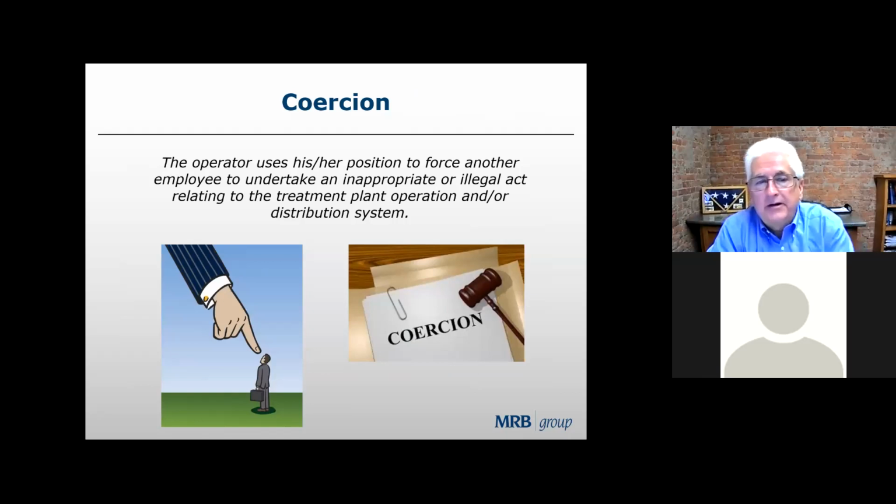Coercion. The operator using his or her position to force another employee to undertake an inappropriate or illegal act relating to the treatment plant and/or distribution system or the public works facility in any way. And it's not just the employee that this relates to, but it could be the operator coercing the engineer or the supplier of the equipment or the materials.